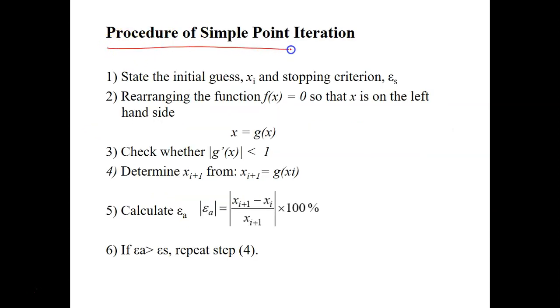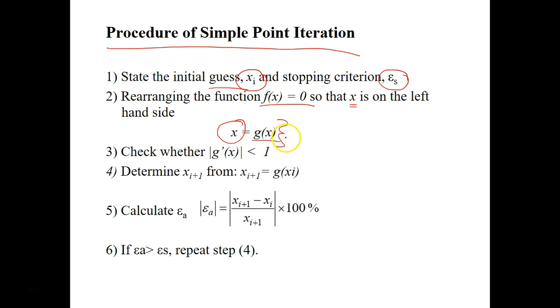So this is the procedure of simple fixed point iteration. First of all, you need to state the initial guess. Don't worry, usually your initial guess will be given, and your stopping criterion will also be given. Then you need to rearrange the function yourself so that a single x is on the left-hand side, not x squared, not 2x, not x over 2. The right-hand side can be anything. Then you need to check whether your function is okay to use, whether it will give you a converging result, because sometimes the function you have just created will give you a diverging answer.